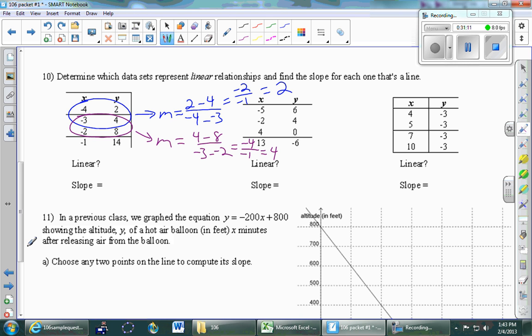So there I got a slope of 4, is that right? So are those points on the same line? No. So as soon as we see different numbers, definitely not a line. You don't have to do the last pair of points.